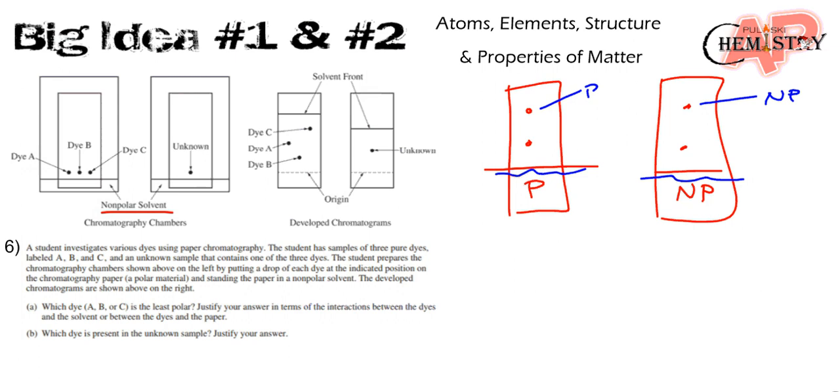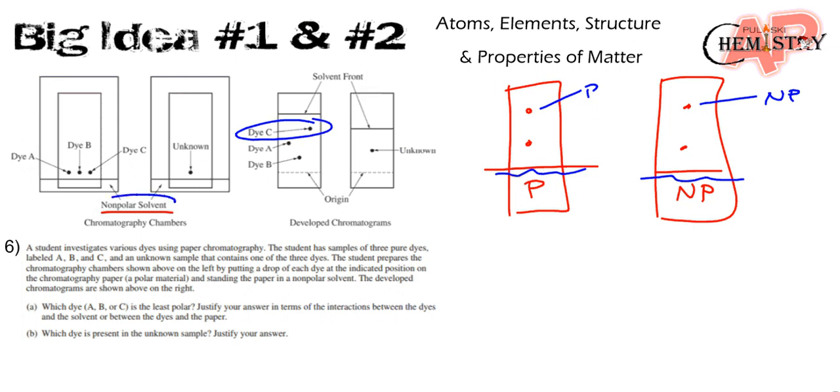So A, which dye is the least polar? Which one do you think? C, A, or B? So least polar, meaning potentially non-polar or least polar. Well, the solution is non-polar. So the answer would be, it's going to be C or B. Which one? Least polar means that it's going to be closest to non-polar, and what? The solution's non-polar. So the longer it stays in there, the more it's like the solution. So the answer should be C.